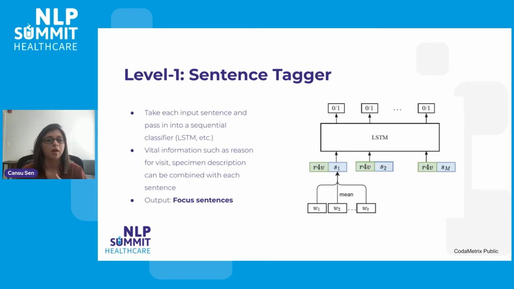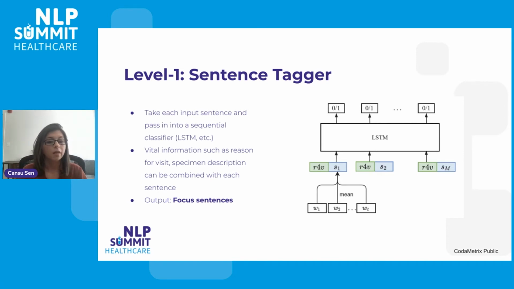Now I'm going to give you a little bit more details about each of these models. First one is the sentence tagger. The core of the sentence tagger is a sequential model. Here we used an LSTM, but you can use any model which can handle sequence-to-sequence classification. So the first thing we do is we generate sentence representations for each of our input sentences. Here we used the mean word embedding to represent our sentences, but again, any other method would be fine as well.